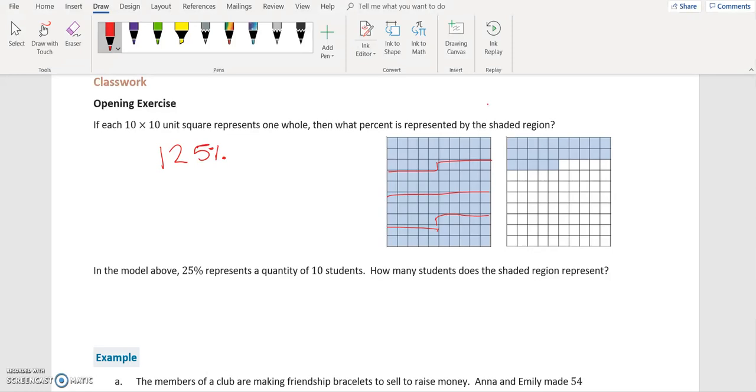In the model above, 25% represents a quantity of 10 students. So this 25% that we have right here was representing 10 students. And we wanted to know how much is the entire shaded region. So I just went ahead and blocked it off as 25 for each. We know that 100 is broken up into 4. So we had 10 in each, so we have a total of 50 students here.